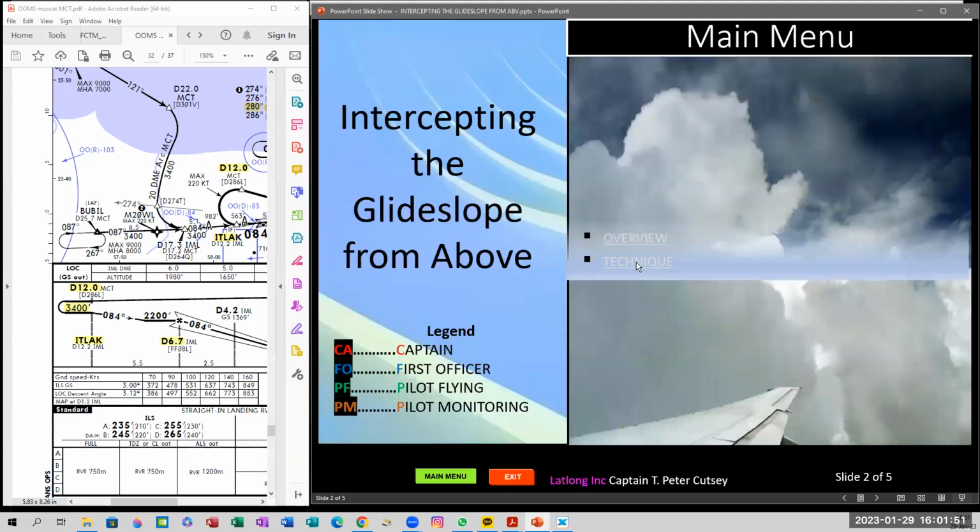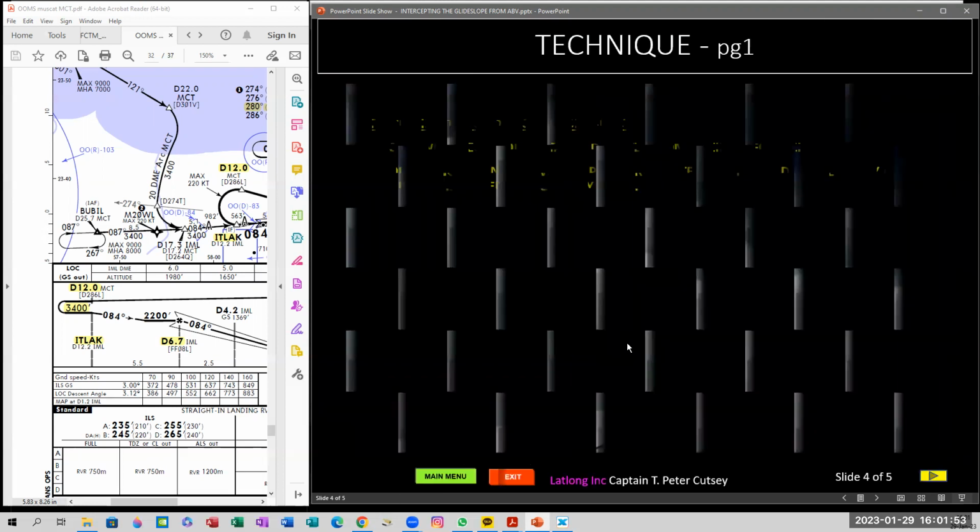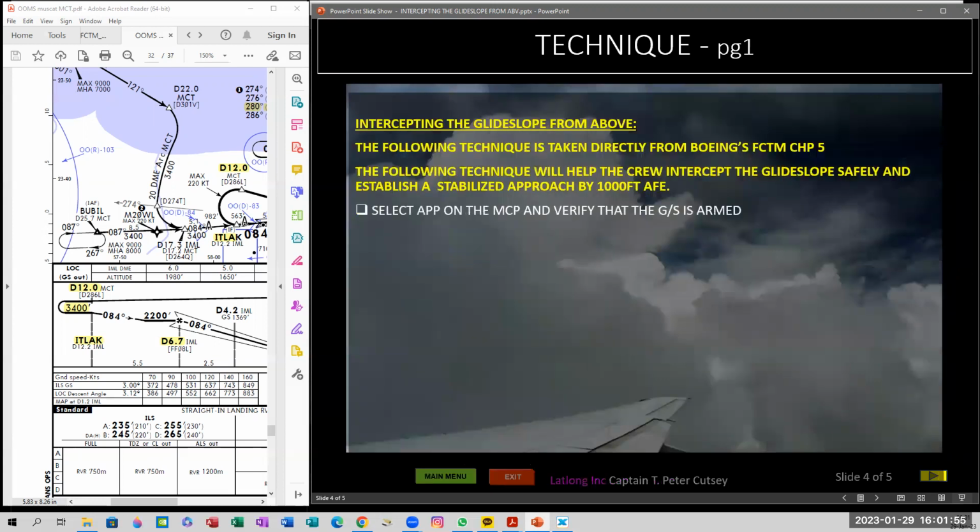All right, let's go back to the actual technique now and have a look at the technique. Select approach on the MCP and verify that the glide slope is armed. Of course, that's after you've been cleared for the approach. And established on the localizer.